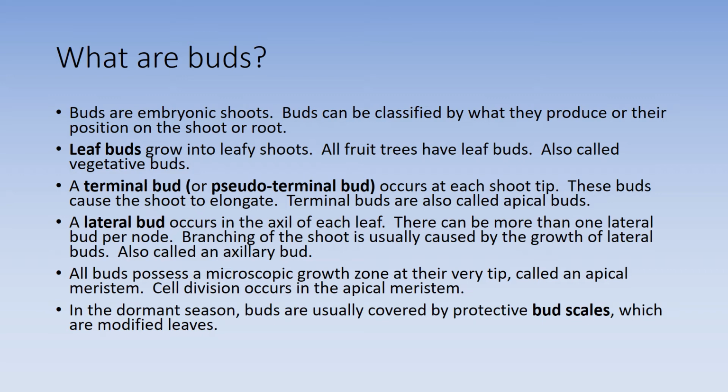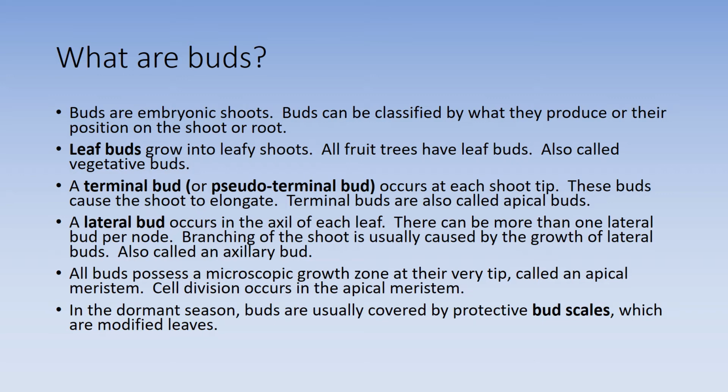A lateral bud occurs in the axil of each leaf. There can be more than one lateral bud per node. Branching of the shoot is usually caused by the growth of lateral buds, also called axillary buds. All buds possess a microscopic growth zone at their very tip, called an apical meristem. Cell division occurs in the apical meristem.